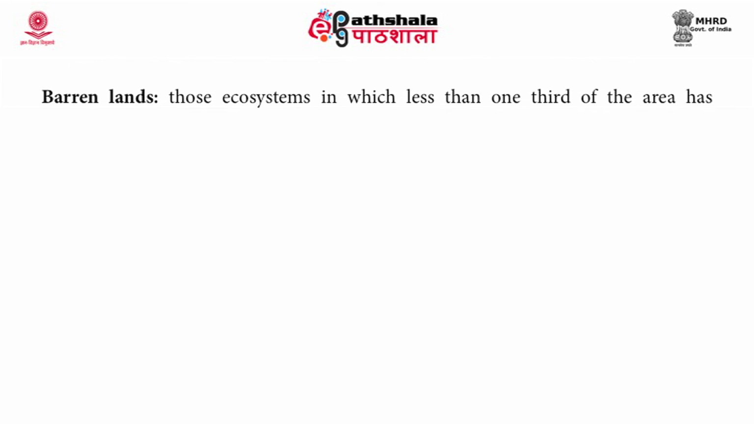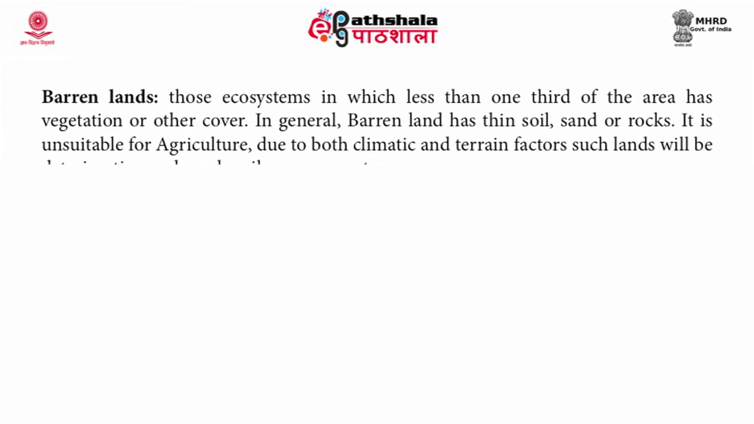So coming to these categories of wasteland, barren lands are those ecosystems in which less than 1/3 of the area has vegetation cover. In general, barren land has thin soil, sand or rocks. It's unsuitable for agriculture due to both climatic and terrain factors. Such lands are deteriorating and need soil management.